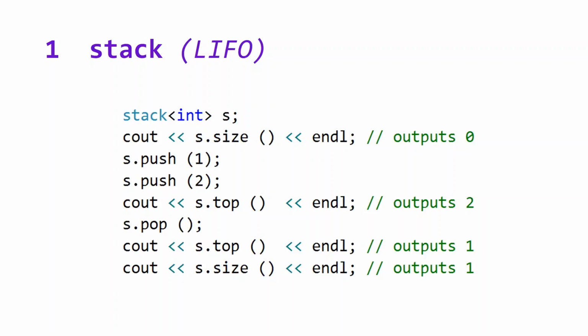Taking a look at our code example, we declare our stack of integers. At this point, its size is equal to 0. We then push onto the stack the integers 1 and 2. At this point, the top method will return 2, as it was the last value that we pushed onto our stack. We then pop off the 2, and top will then return 1. On our final line, when we make our call to the size method, the stack will have a size of 1.